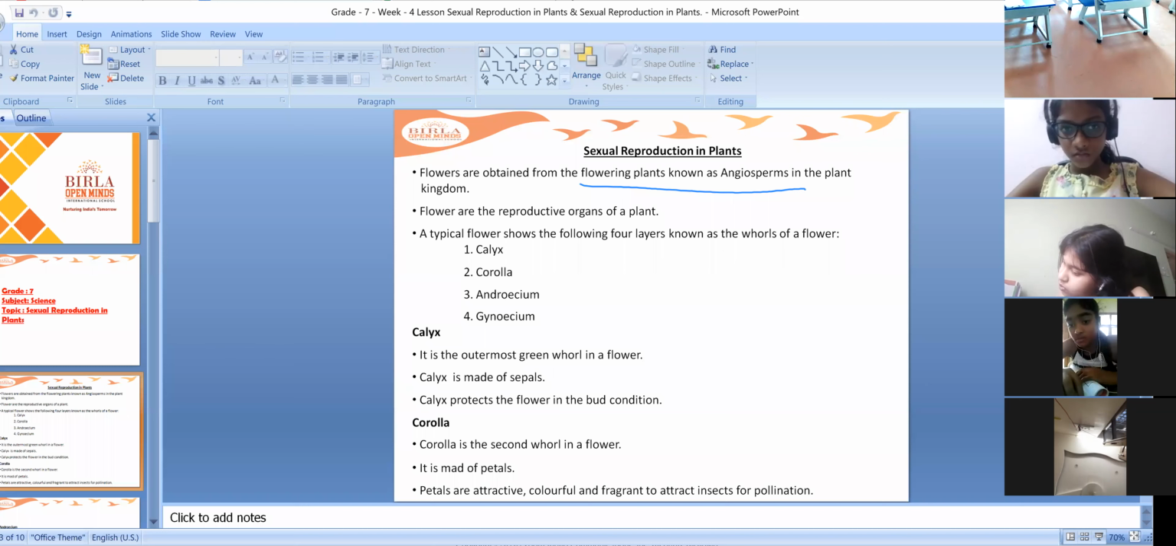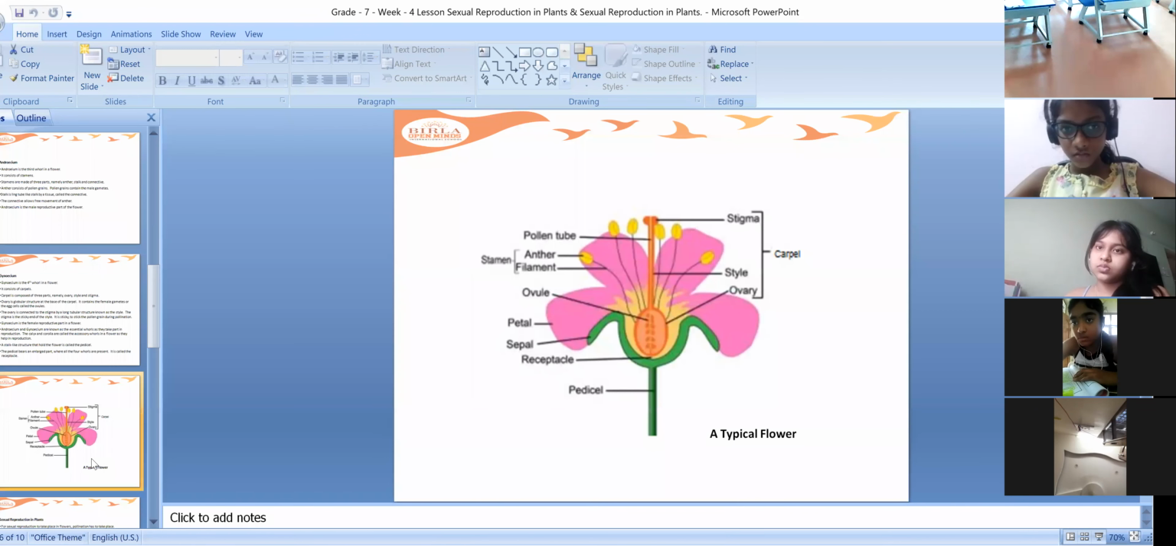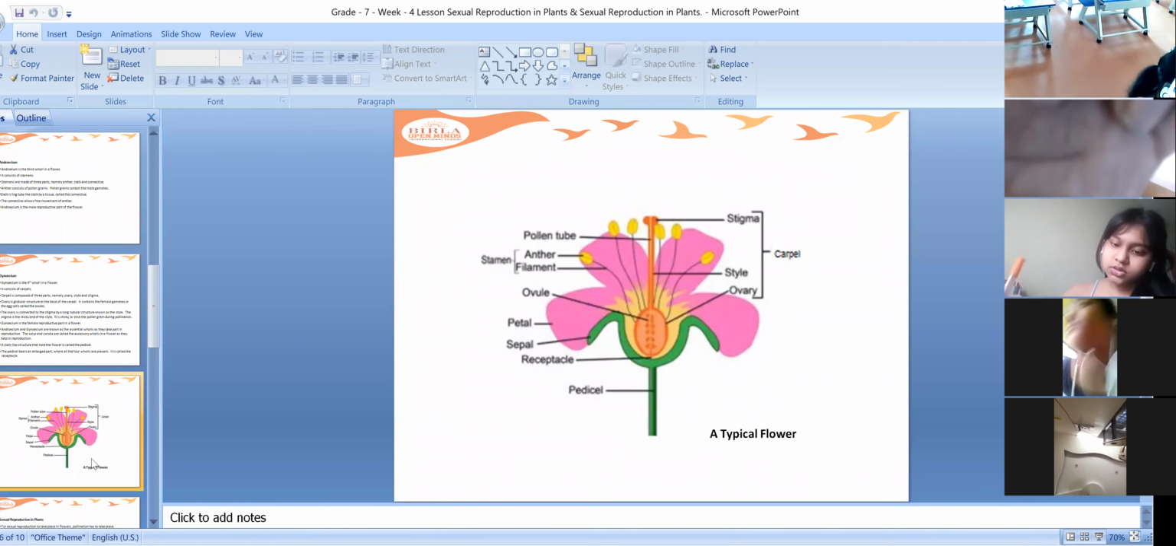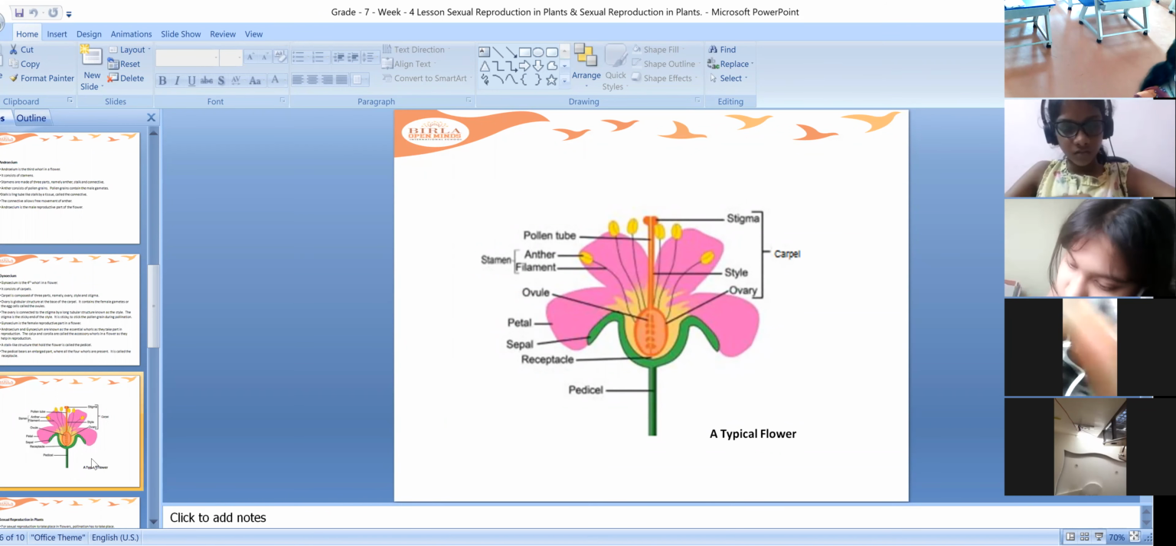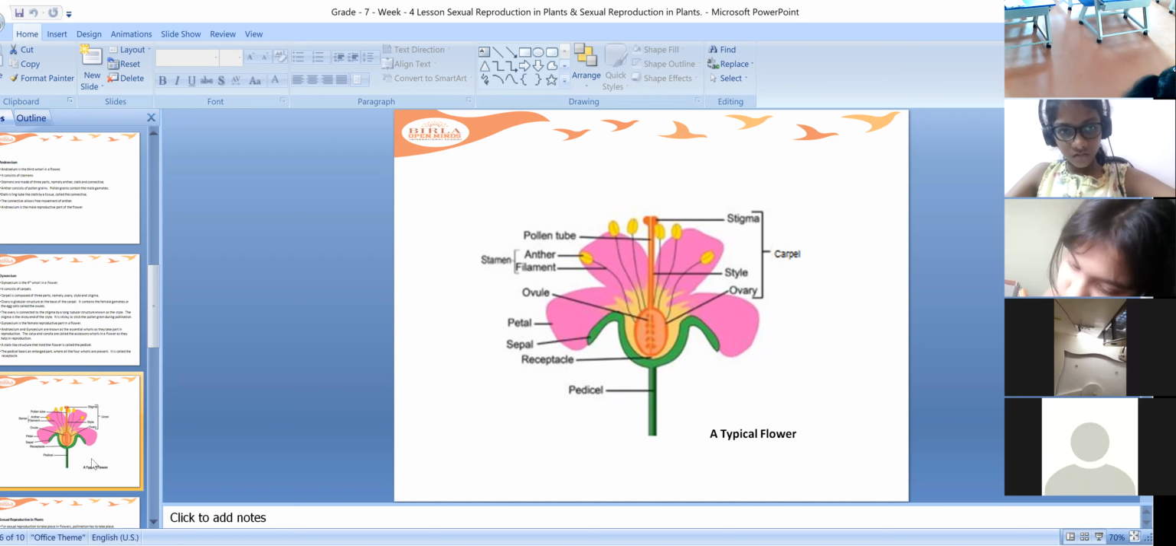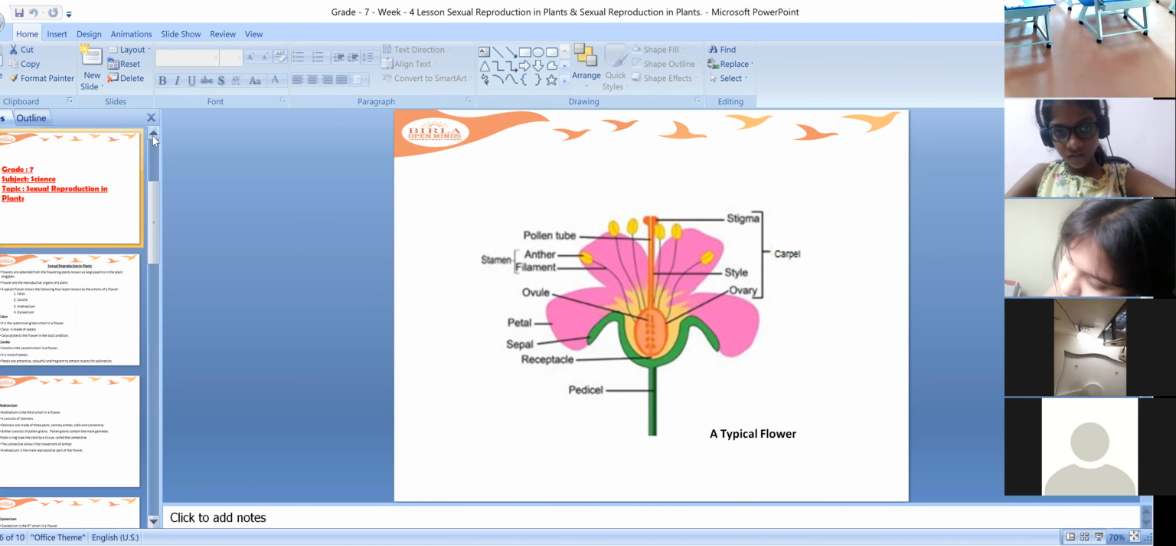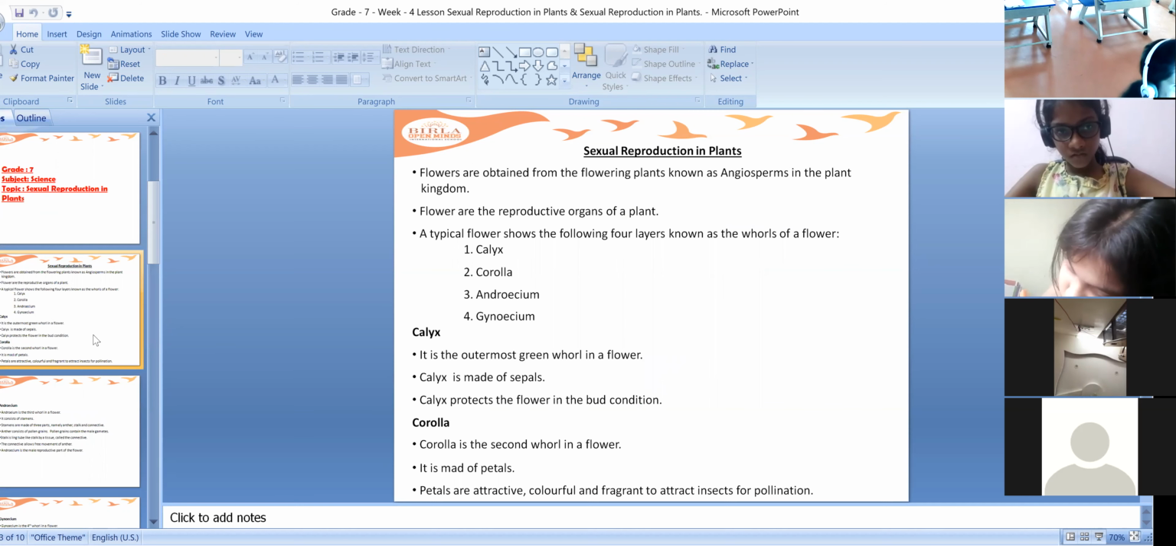I'll just show you the picture of the flower. So here you can see the flower. You can see the picture of the flower in your book also. Now if you see the first one, calyx, it is the outermost green whorl in a flower.